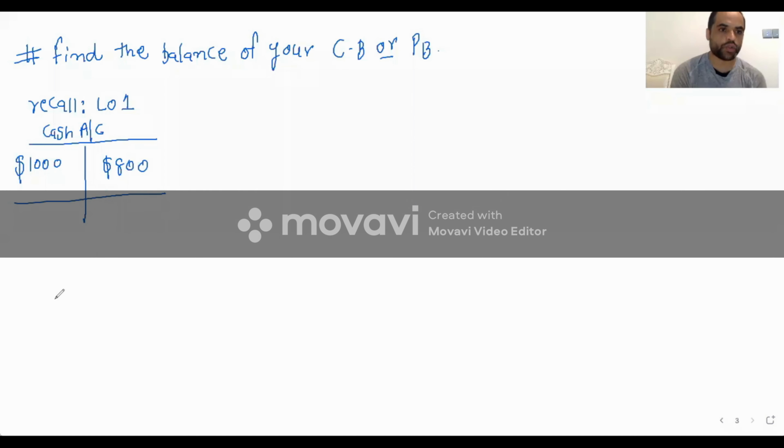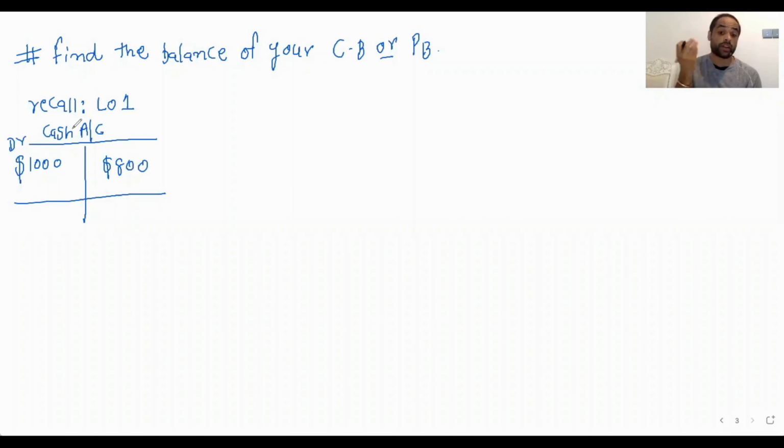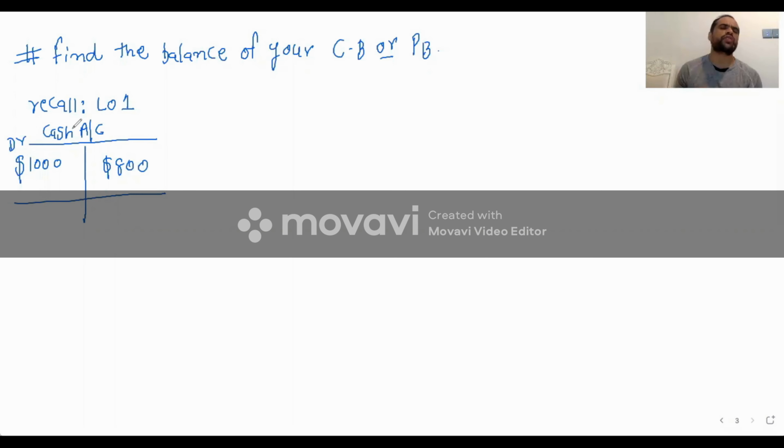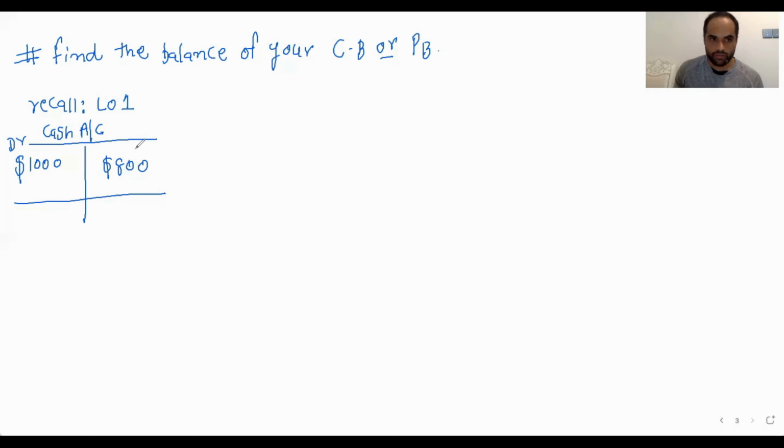When you prepare your cash account, for example, your cash account is debited by 1,000. Let's say you borrow money from the bank. So cash account debit, bank loan credit, $1,000. And you have another journal entry. For example, you make a payment to a supplier. So accounts payable debit and cash account credit, which is $800.